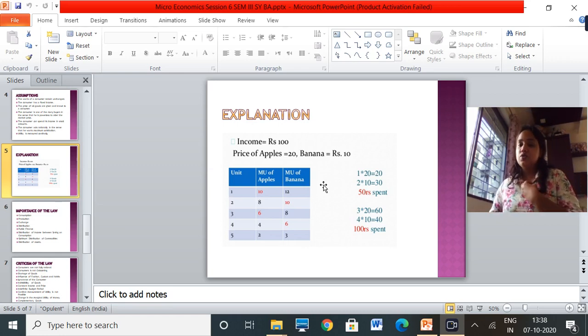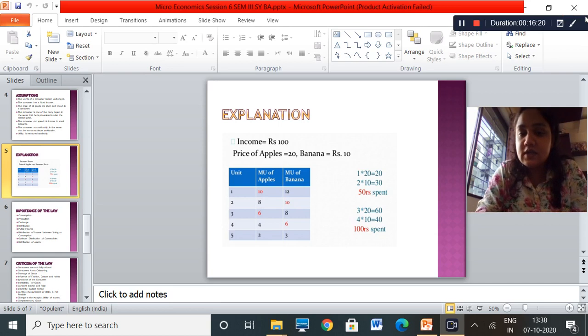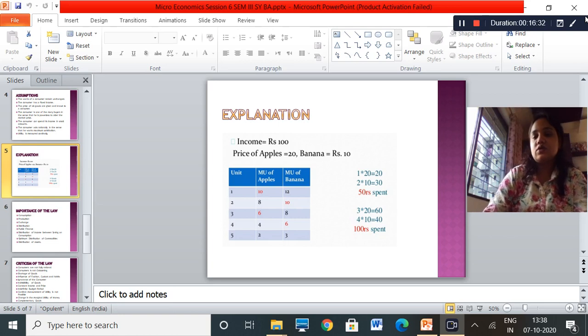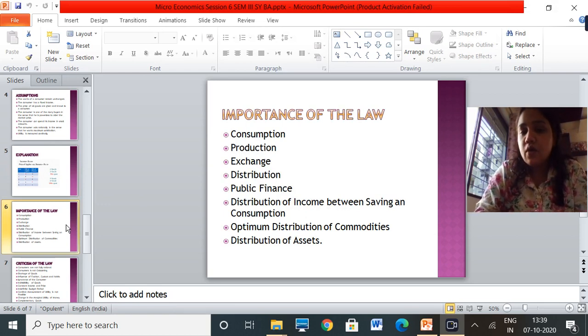So I, as a consumer, how will I understand how much I should spend? I will understand with the help of this schedule that I should buy 3 units of apples and 4 units of bananas in order to maximize my satisfaction. Okay. Now what is the importance of the law? The importance of the law is with perspective to different aspects. Okay, first is with perspective to consumer.